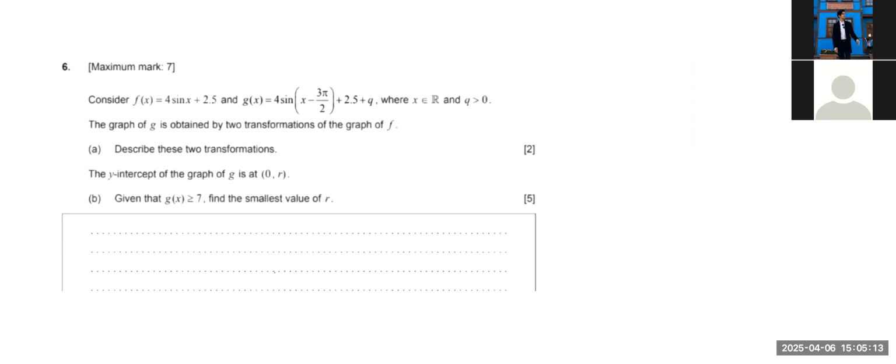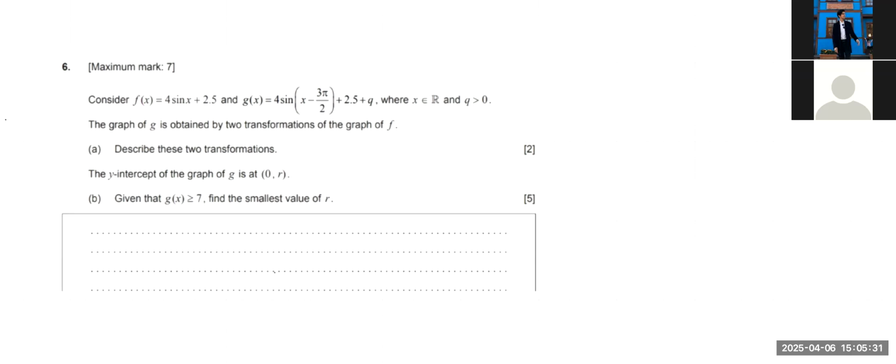So here's the first question. This is basically a trigonometric transformations problem, a common-ish question that pops up in AASL. G is obtained by two transformations of the graph F. So this is G and this is F. As you can see, they have some parallels.